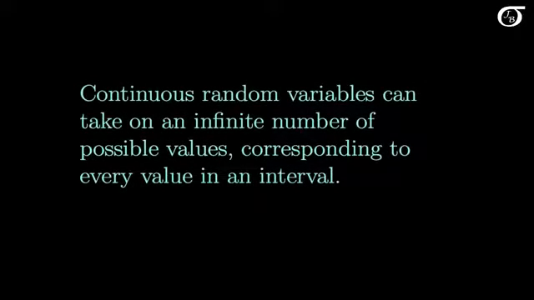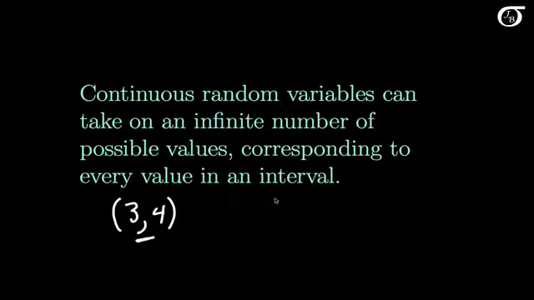Let's look at an introduction to continuous random variables and continuous probability distributions. Continuous random variables can take on an infinite number of possible values, corresponding to every value in an interval. So, for example, we might have a random variable that takes on any value between 3 and 4. Our random variable might take on the value 3.1, or 3.12, or 3.1278694, or 3.8, or what have you. Any of the infinite number of values in between 3 and 4.